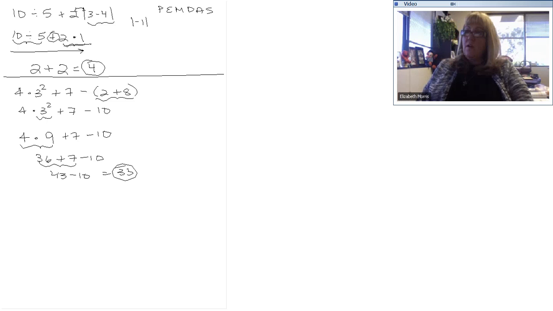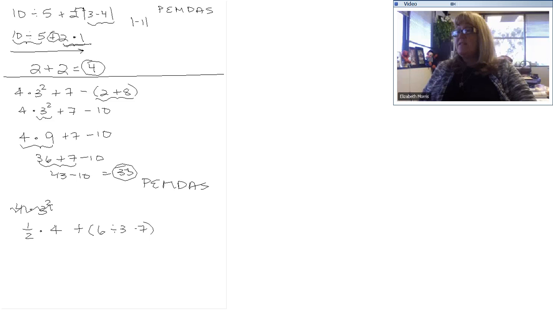What if I had 4 times 3 squared? That's what I just did. Never mind, let's try 1/2 times 4 plus, in parentheses, 6 divided by 3 minus 7. Now remember, this is our order of operations. Okay, so I have to do what's inside parentheses. And inside parentheses, there's more than one thing to do. So do I do the division or do I do the subtraction? Well, division, I'll do this first. Okay, so 6 divided by 3 is 2. Now I can finish my parentheses.